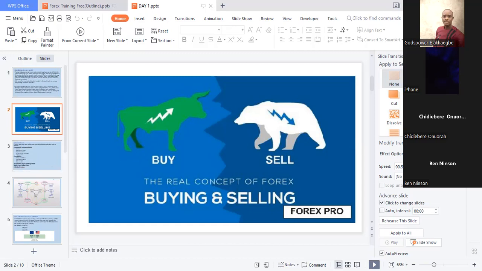Now, you'll be wondering, how do you buy in the Forex market? How do you sell in the Forex market? Let me show you something. Let me go to Chrome. I'm doing these practicals because of the new people we have in the house, and for those that don't really have an idea of this business. Okay, now I'm on Chrome. Let me share my screen with you.